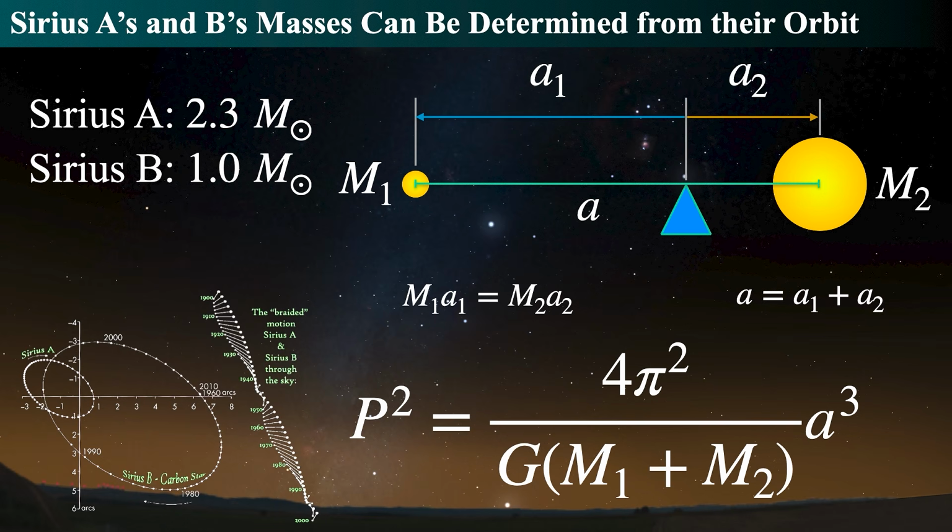With a good parallax distance and good astrometric data, we can use Newton's form of Kepler's law to determine the sum of the masses. This can be decomposed into individual masses if we can determine the distances from the center of mass. This is possible because of the close proximity of Sirius. By 1915, the mass of Sirius B was known to be about a solar mass, and this caused a lot of consternation in the astronomical community.